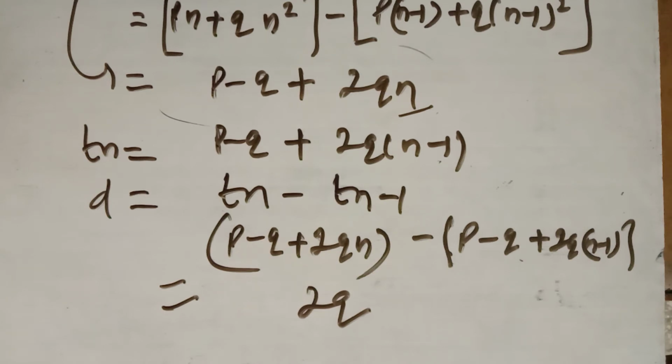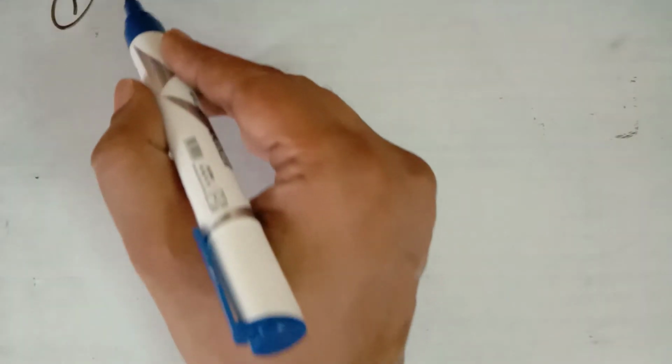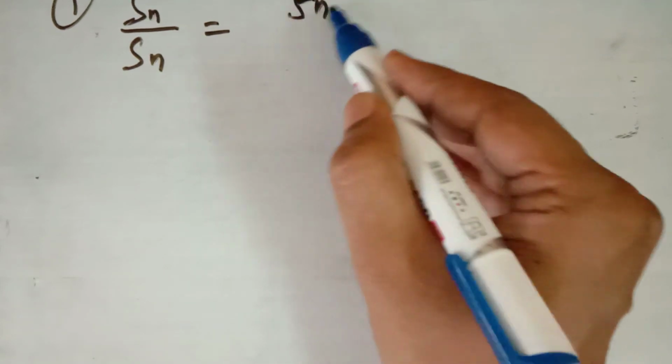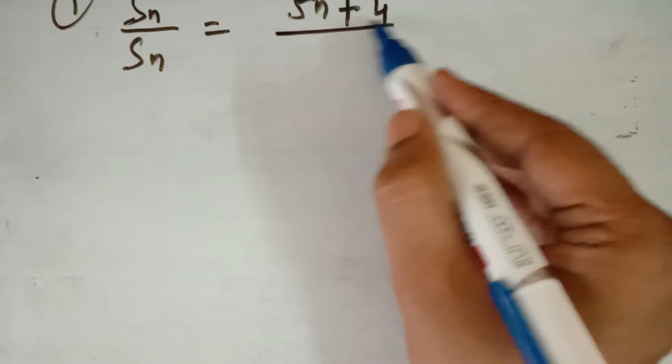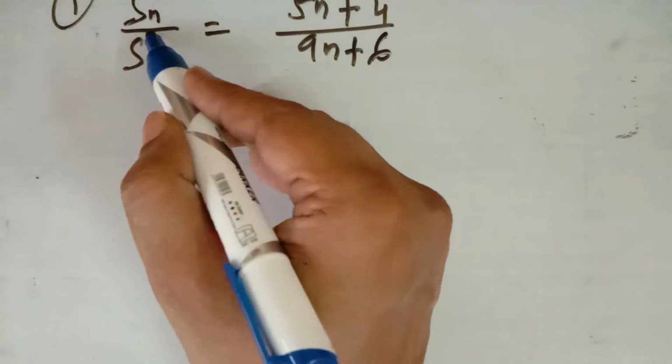Okay. So this is the question number 8. Now in question number 9, what is given? If you read it carefully, it is given that the sum of n terms of two arithmetic progressions, two different arithmetic progressions, is given in the ratio 5n plus 4 and 9n plus 6. The different arithmetic progressions are there.